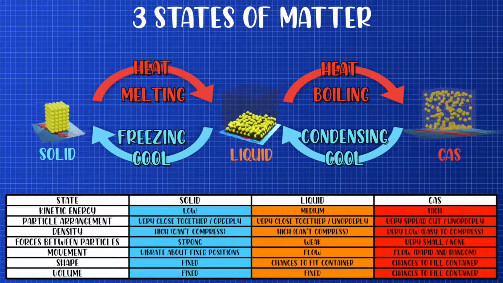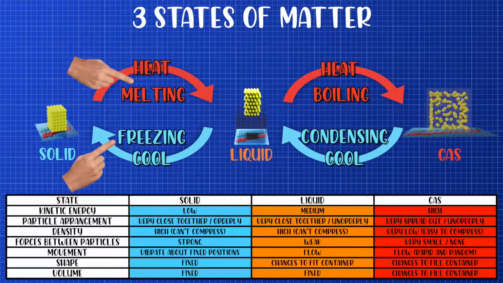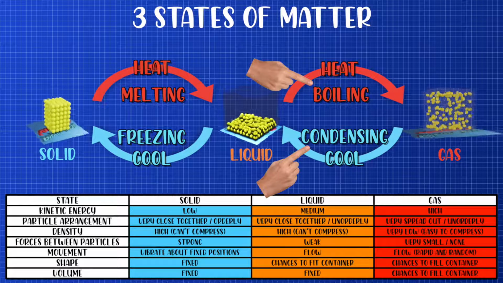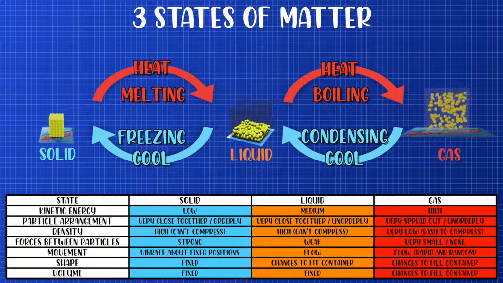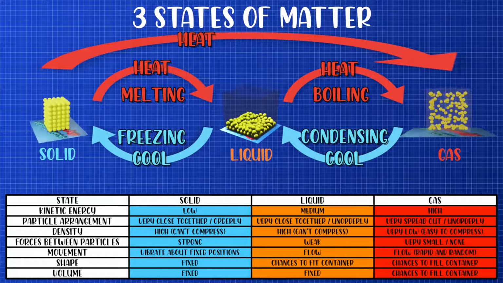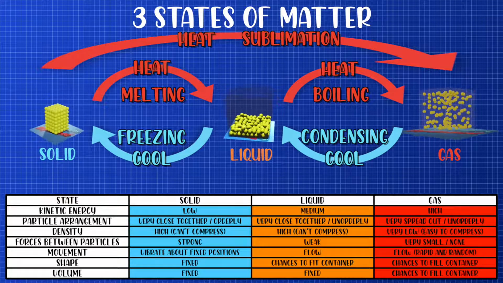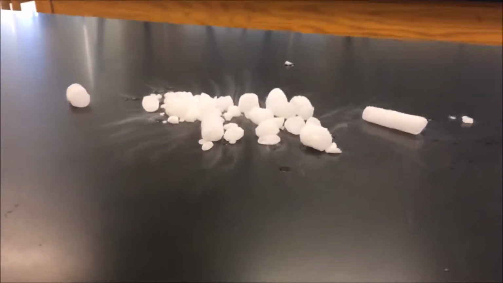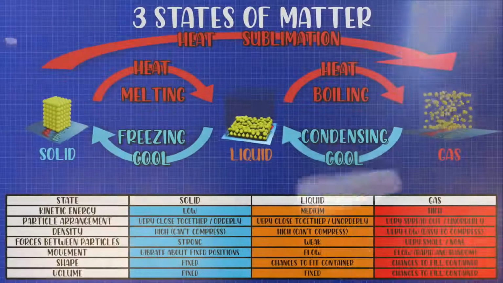Please note that for a given substance, the melting point and freezing point are the same temperature, and the boiling point and condensing point are the same temperature as well. Under certain conditions, some solids turn straight into a gas when heated. This process is called sublimation. An example is when solid carbon dioxide, called dry ice, turns straight into carbon dioxide gas.